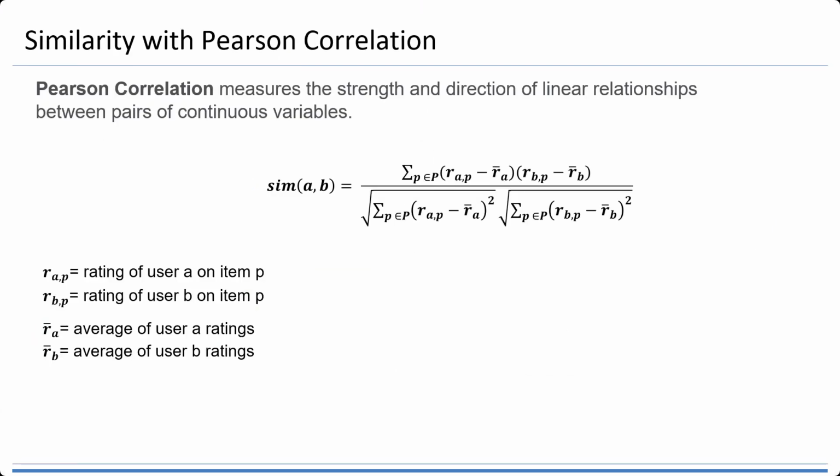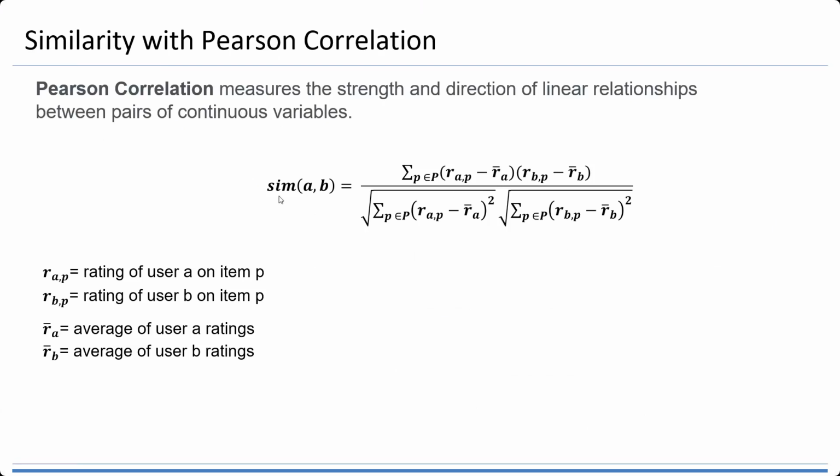There is another concept of similarity. We call it the Pearson correlation. In statistics, we can use this Pearson correlation to find whether two data are highly correlated or not. So this Pearson correlation measures the strength and the direction of the linear relationship between pairs of continuous variables. Continuous variables means numeric data. So this is the formula.